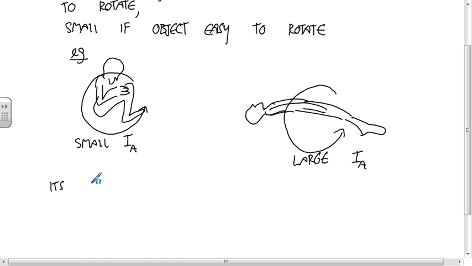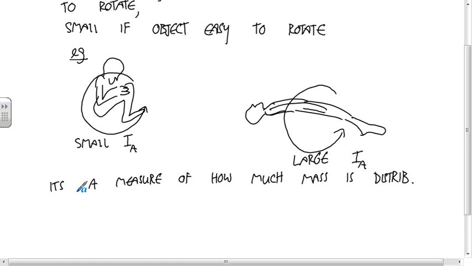And it's a measure of how much mass is distributed far from the pivot point.